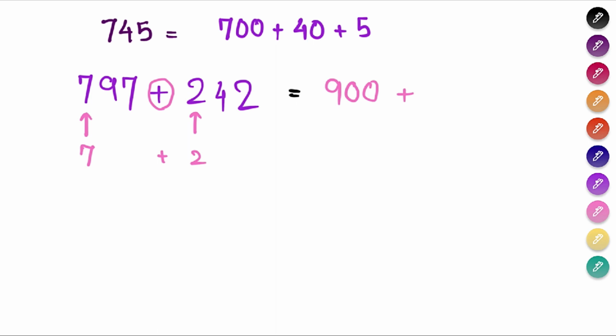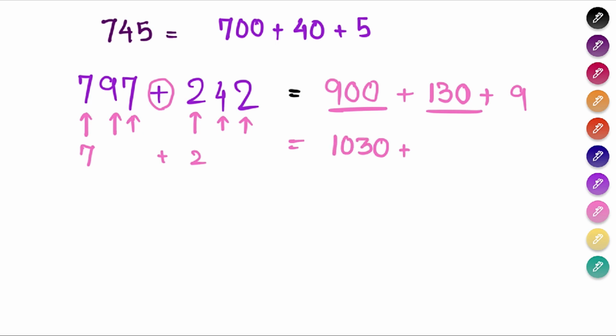Okay, similarly 9 plus 4, this is in the 10th place. So 9 plus 4 is 13. Into 10, we add 1 0. Plus 7 plus 2 is 9, 9. Now adding this won't be that difficult. 900 plus 130. The 0 comes as it is. 90 plus 13 is 103, plus 9, which is equal to 1039.